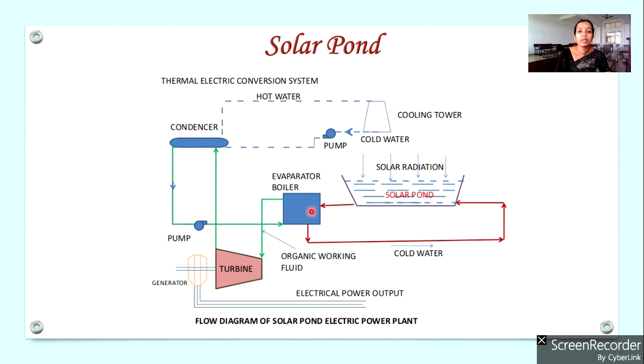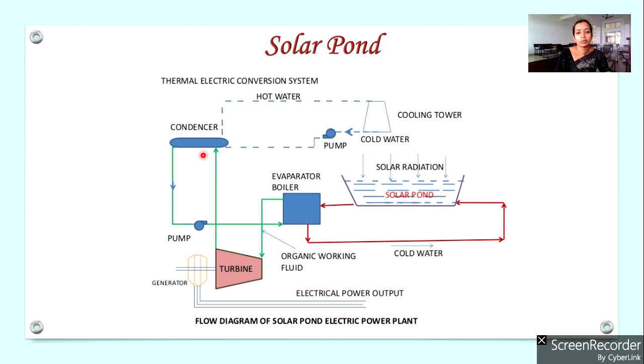Then the vaporized working fluid, the vapor of the organic working fluid, is used for driving the turbine. The turbine is coupled to a generator which generates electrical energy. The vapor of the organic fluid after driving this turbine is fed to a condenser where it is condensed, and it becomes fluid state. It becomes the organic working fluid again, and it is then pumped to the evaporator boiler, heat exchanger.